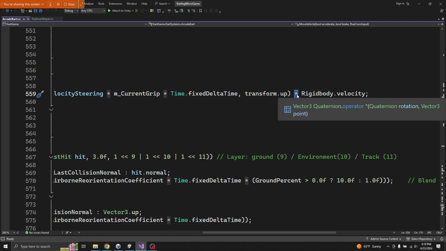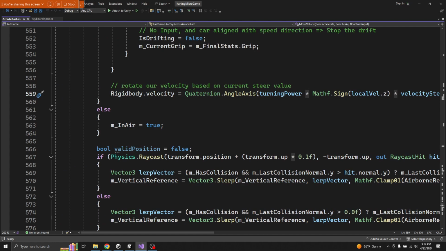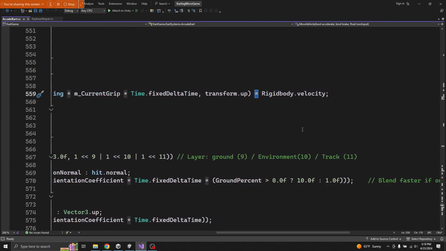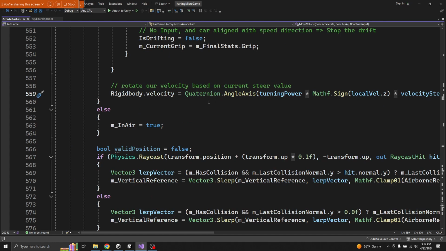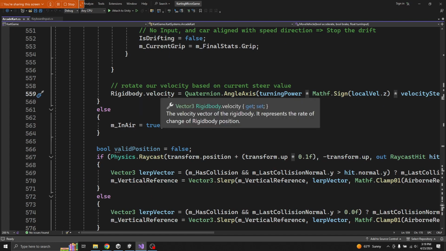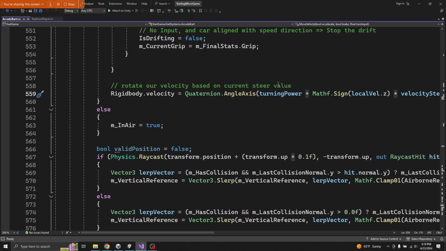Okay. I've never seen that before, but we're taking our velocity and multiplying it by this rotation that's just happening, and we're setting it right back to our velocity. Interesting. So here, rigidbody dot velocity, multiply it by this quaternion, and we're setting our rigidbody velocity back to it. So rotate our velocity based on the current steer value.